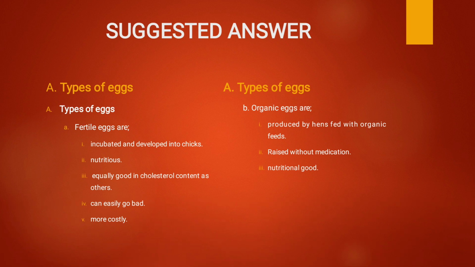Then they are nutritionally good. It means that nutritionally they are good. They are more expensive because of higher production costs. Agreed? So they are more expensive. It is the fourth minor supporting sentence to the second major supporting sentence, which is B, organic eggs.